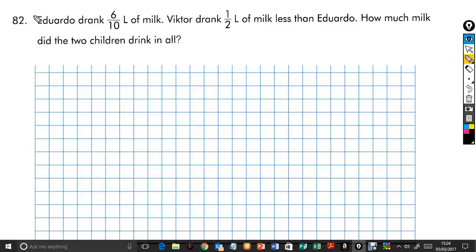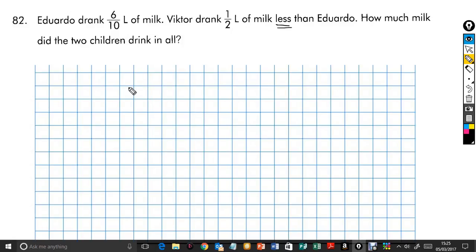Okay, this bit is simple enough. Eduardo drank 6/10 of a litre of milk. Okay, that's nice and clear to understand. Victor drank half a litre of milk less than Eduardo. All right, we're not told how much milk Victor drank. We're told the difference between the amount of milk that Eduardo and Victor drank. And we're told that Victor drank less.